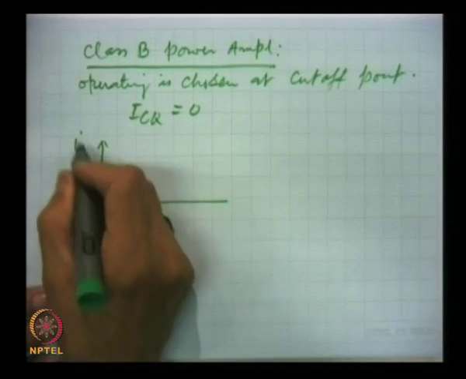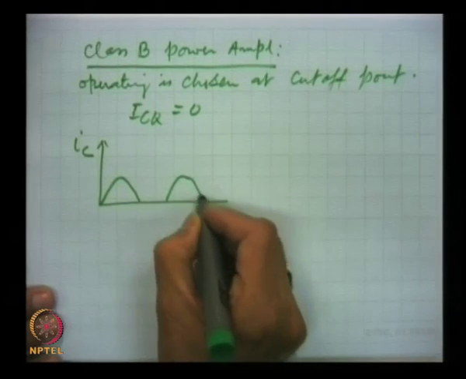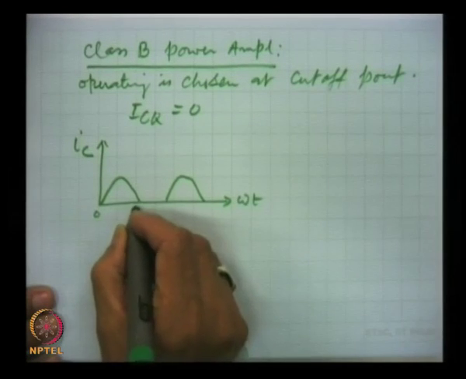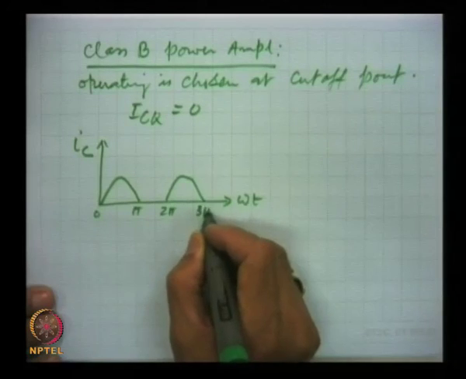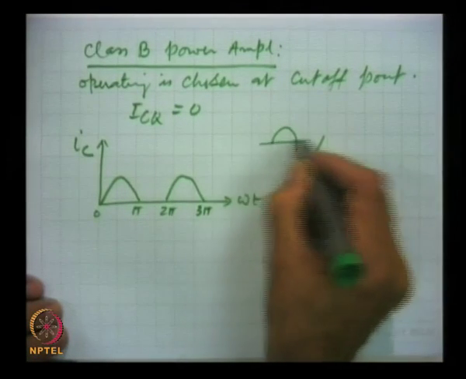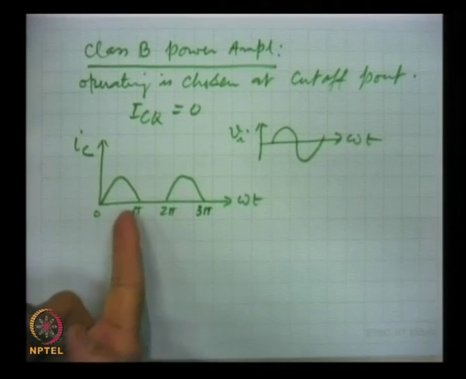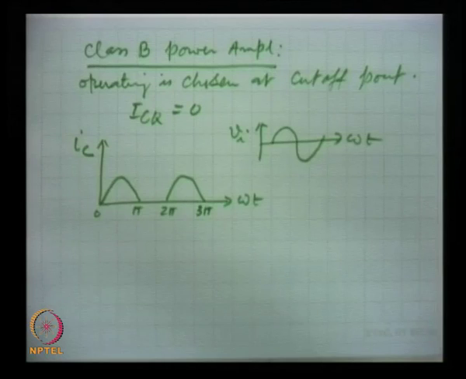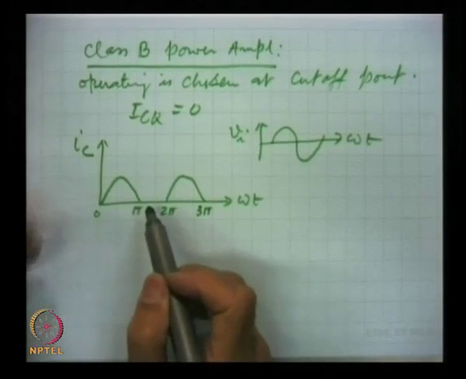Therefore, the output, this is IC, the collector current, and this will be zero, pi, 2 pi, 3 pi and so on. So, that means when input signal is this, the output will be like this. Now, this is highly distorted. This indicates that half of the information will not be there in the output.